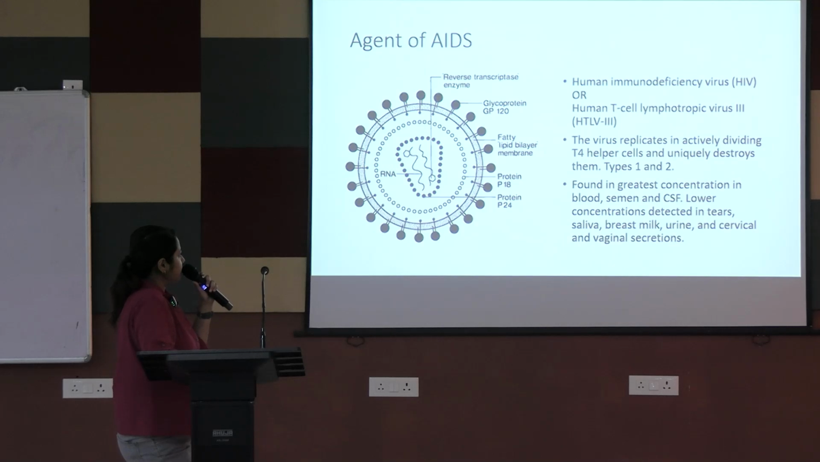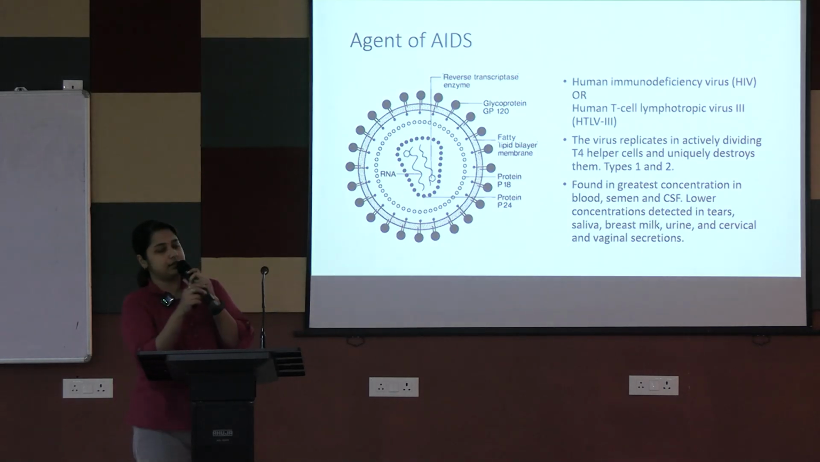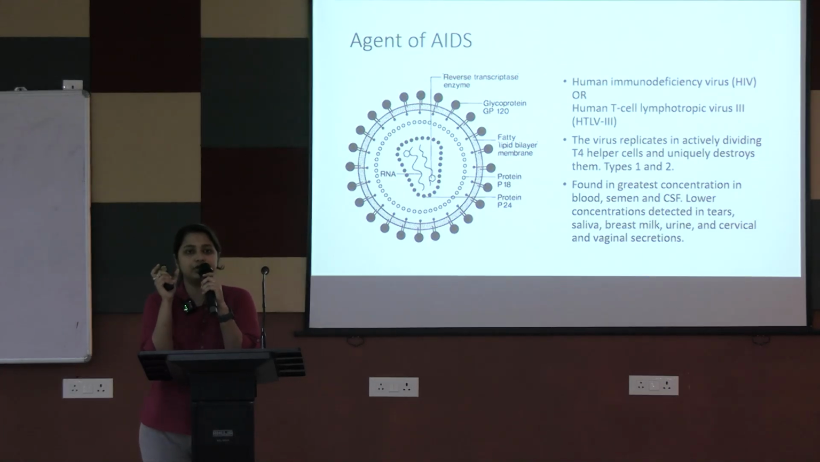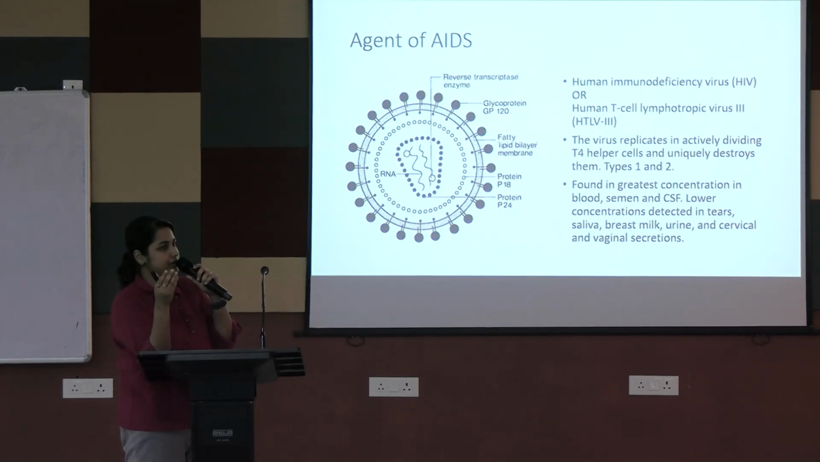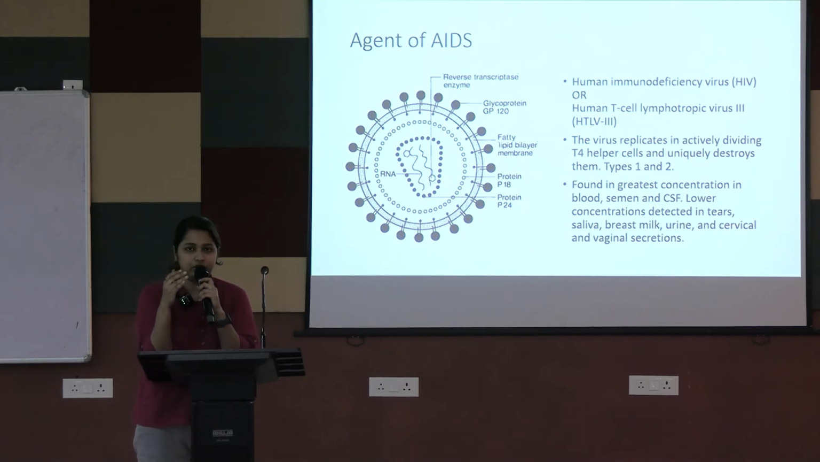What does it do? The virus replicates in actively dividing T4 helper cells and uniquely destroys them. It attacks the lymphocyte. Which lymphocyte? T4 helper lymphocytes. They enter into it and then replicate in the process of destroying those T4 cells. So what happens? As a result, the T4 immunity of an infected person is lowered severely.